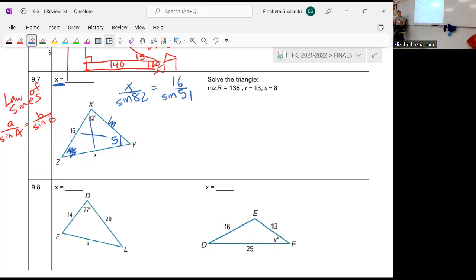If you would cross multiply in this case, you figure out that you're doing the sine of 82 times 16, and then you have to divide by the sine of 51. That gives you x. Your answer in your calculator should come out to 20.4. Again, remember, I'm taking everything to the nearest tenth unless it says otherwise in this review. It'll tell you what to round to, which is mostly the nearest tenth.